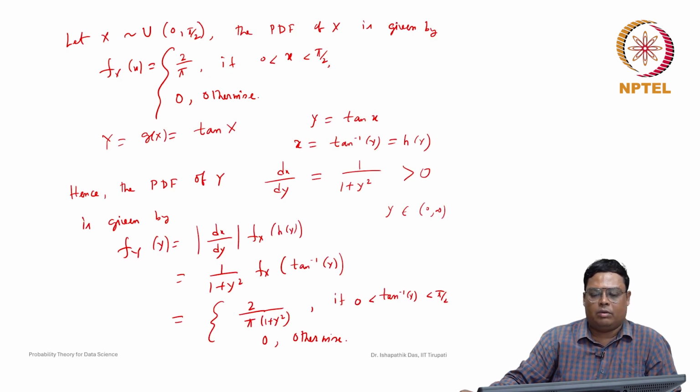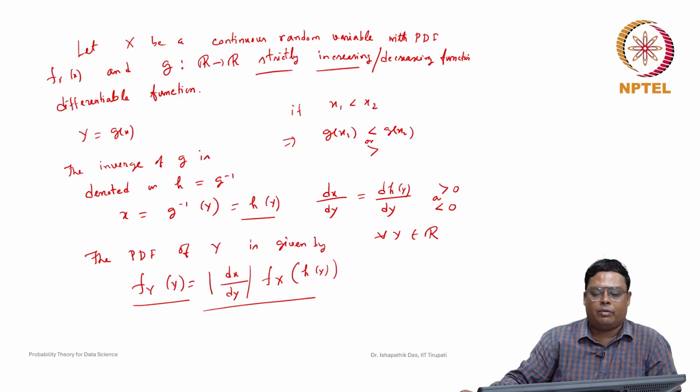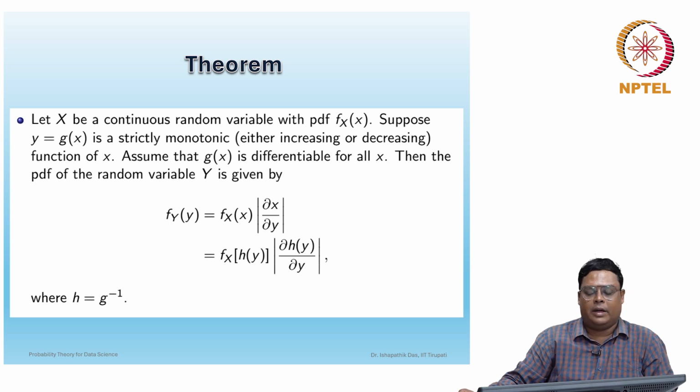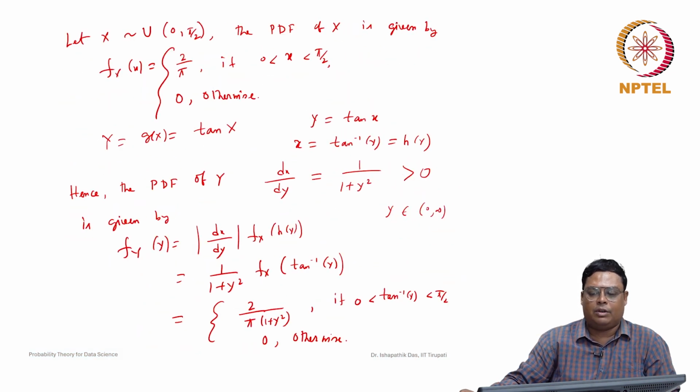So this is how we can find the probability transformation of a random variable. Now, what we are using is this theorem. Let us see whether this theorem is true or not. We want to prove this theorem. Let us prove this theorem.